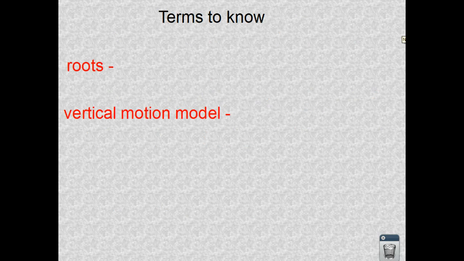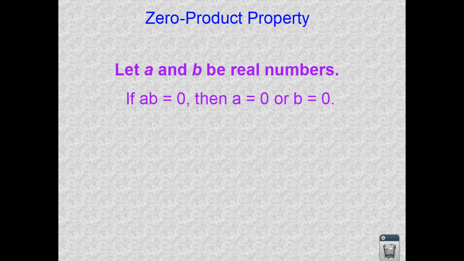Here are a few terms I'd like you to know. Write these down in your journals, please, and define them. All right, we're going to begin with the zero product property. It says let A and B be real numbers, and if AB equals 0, then A is equal to 0 or B is equal to 0.